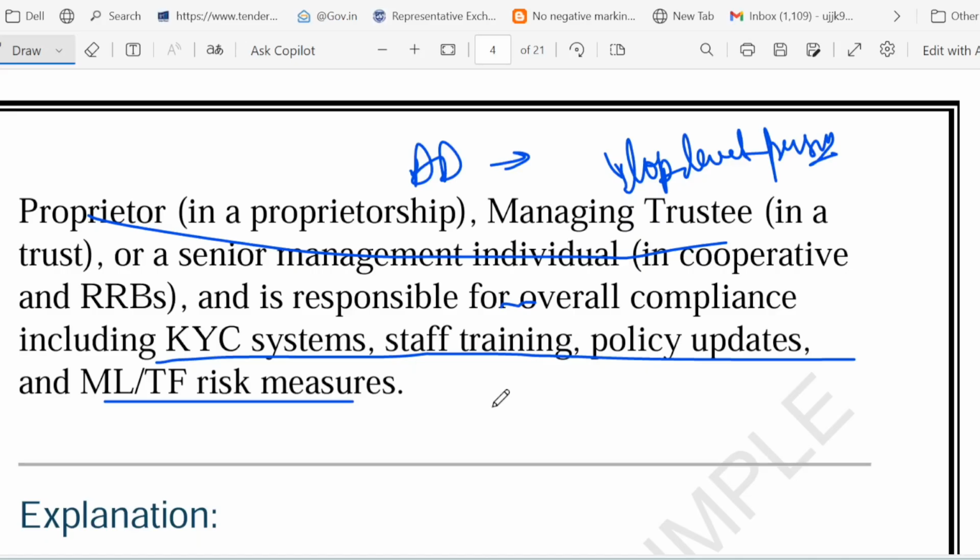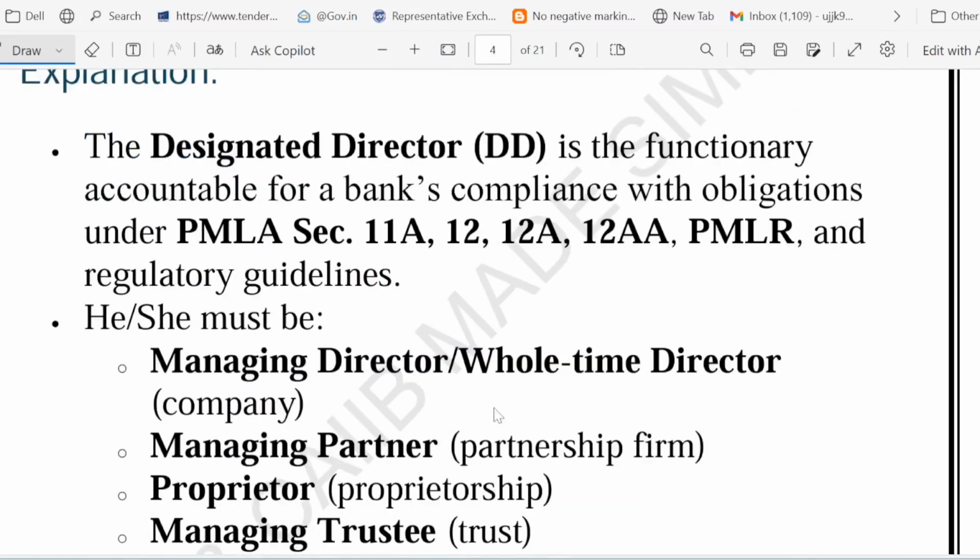And DD is not the principal officer. Remember, DD is separate from the principal officer. Those two are separate. DD is accountable at the top. PO is more operational. Now friends, let's look at the next MCQ that we have.